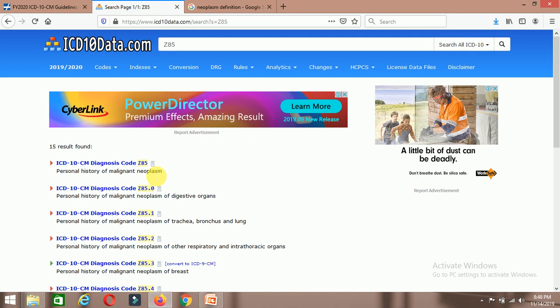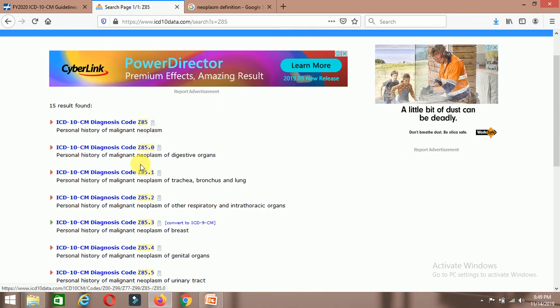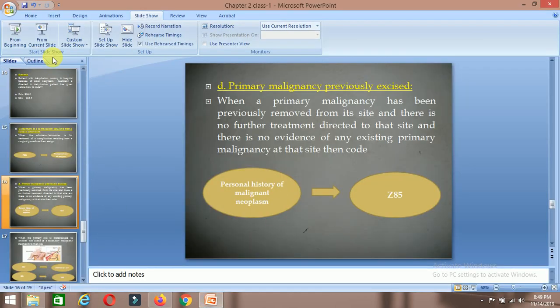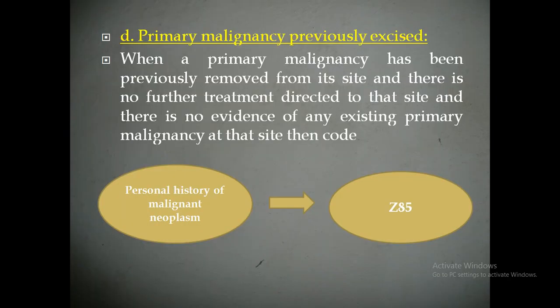Whenever the primary site is excised or removed and there is no further treatment, in those conditions we have to give this one. In this we have different subcategories, according to which side and which organ system. According to the documentation we need to check clearly and give the particular ICD for it.